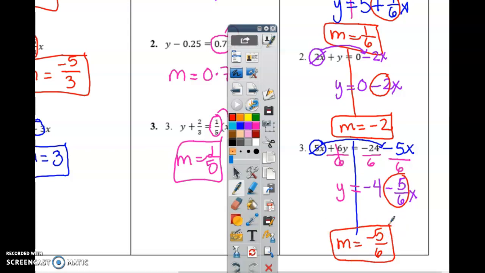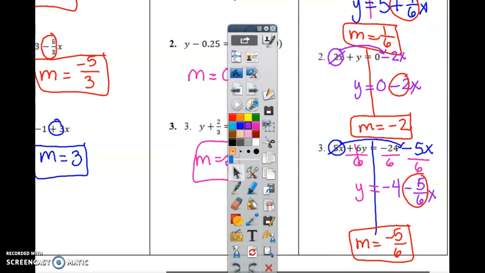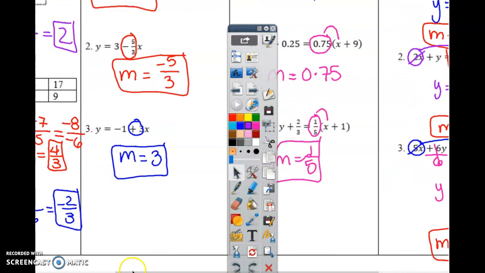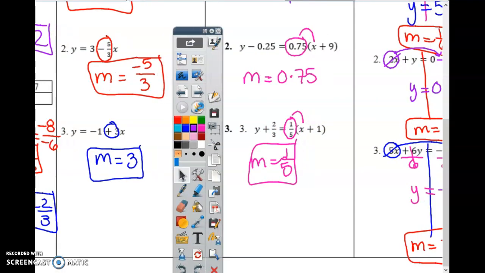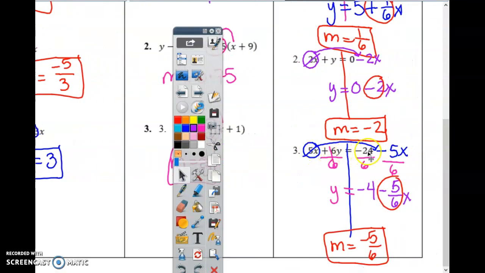Okay, so remember, don't forget, if it looks like this one already in y equals, you're good. If it looks like this one, you are not good and you need to solve for y, and then you're okay.